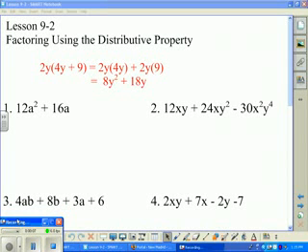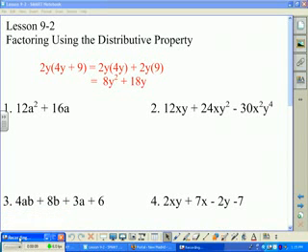This recording is for first hour Algebra 1. It is lesson 9.2, factoring using the distributive property. I'm giving you this video recording because I'm not going to be here on Friday and you need to learn this lesson. What we're doing to begin with is thinking about the distributive property.